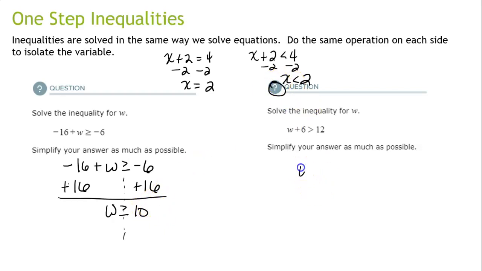You pause the video and try this one on your own. Welcome back. You should have noticed that there's two sides. We're trying to isolate w, so we subtract 6 on each side, and so w is greater than 6.